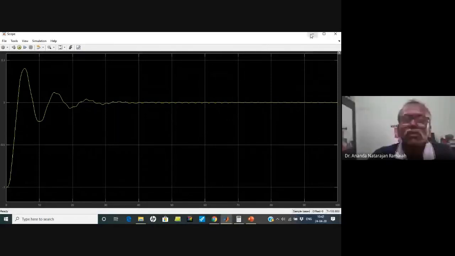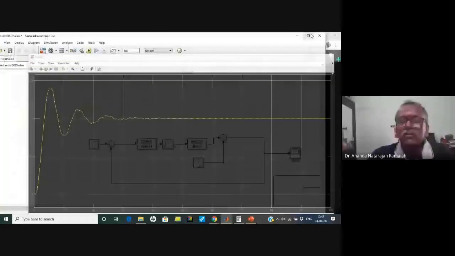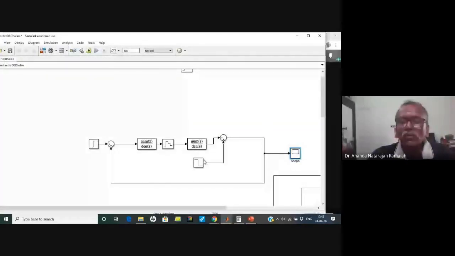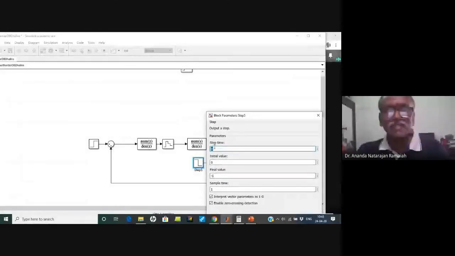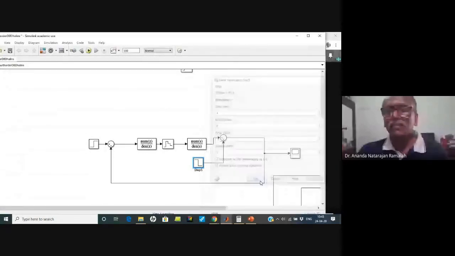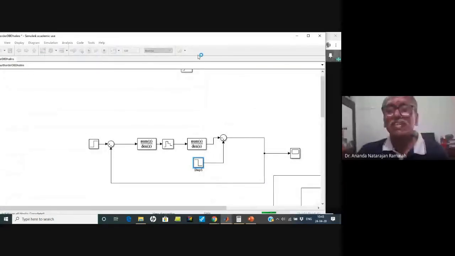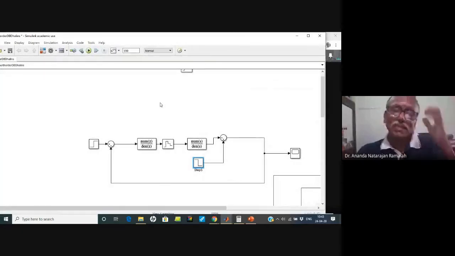Now let us do the same thing for a positive disturbance. For that, what you have to do? You have to change this. Let us give the disturbance after some time. Then you can see the response. Now you can understand what the disturbance is. It appears like a servo response. That's why you may get confused.